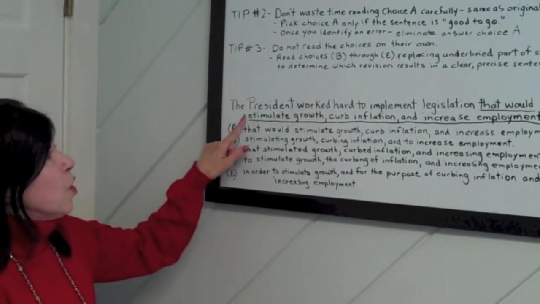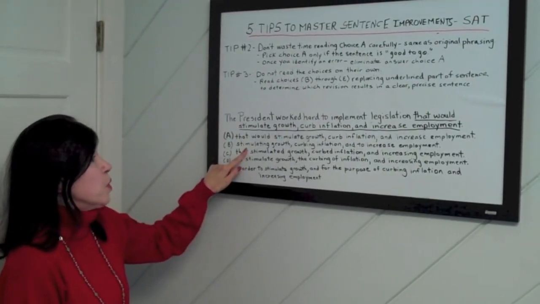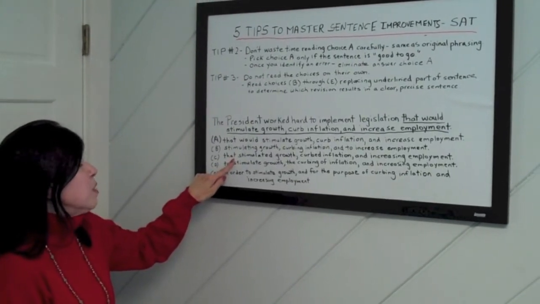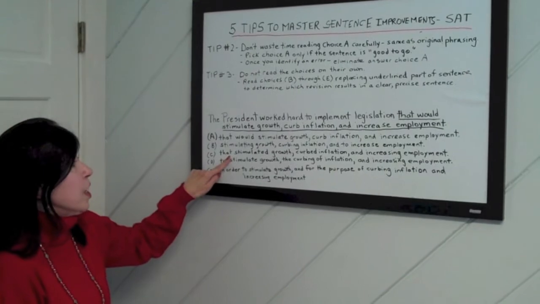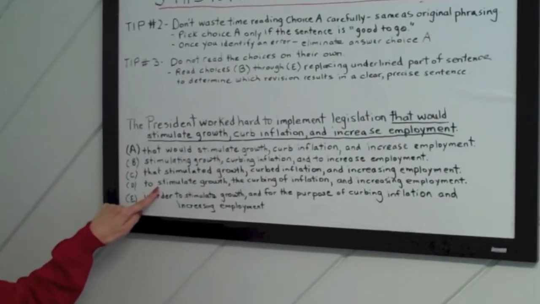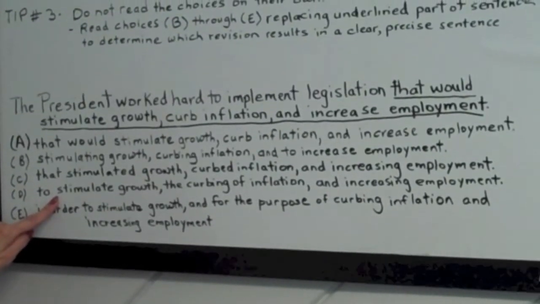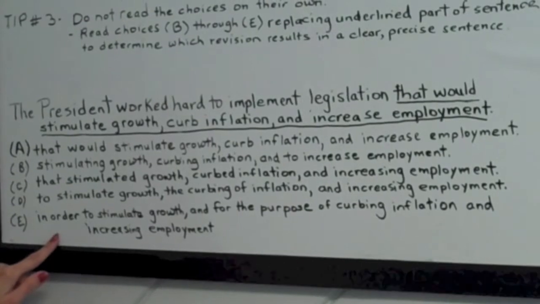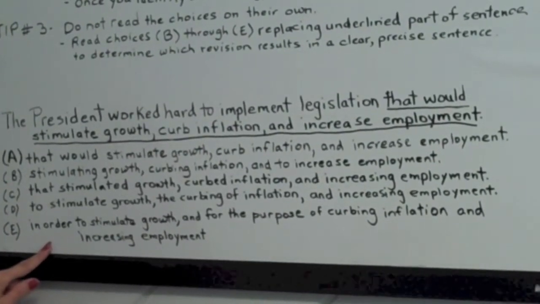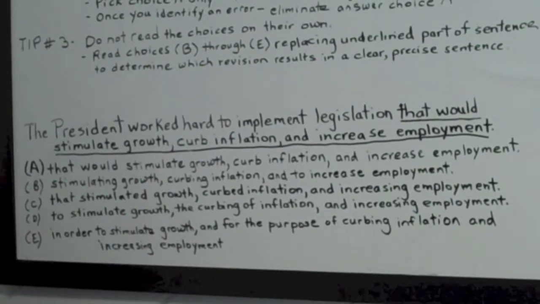The president worked hard to implement legislation, stimulating growth, curbing inflation, and to increase employment. The president worked hard to implement legislation that stimulated growth, curbed inflation, and increasing employment. The president worked hard to implement legislation to stimulate growth, the curbing of inflation, and increasing employment. And the president worked hard to implement legislation in order to stimulate growth and for the purpose of curbing inflation and increasing employment.